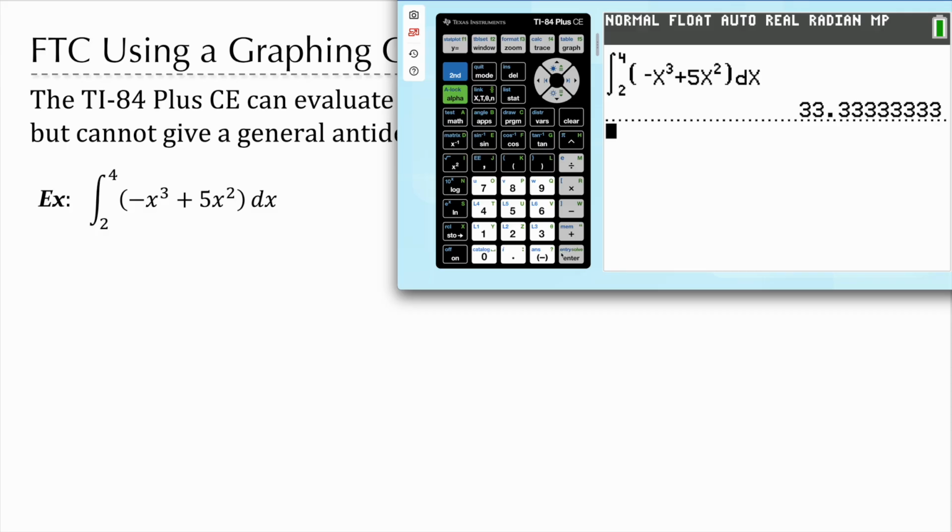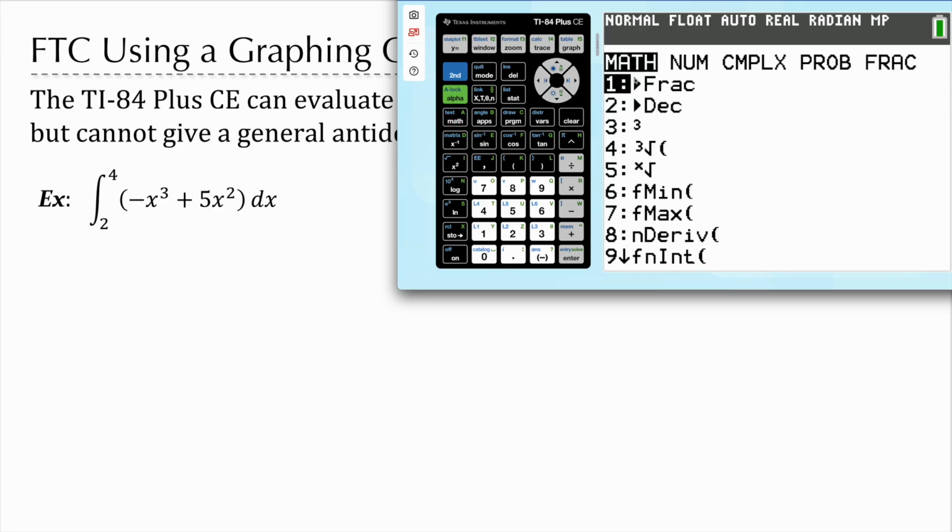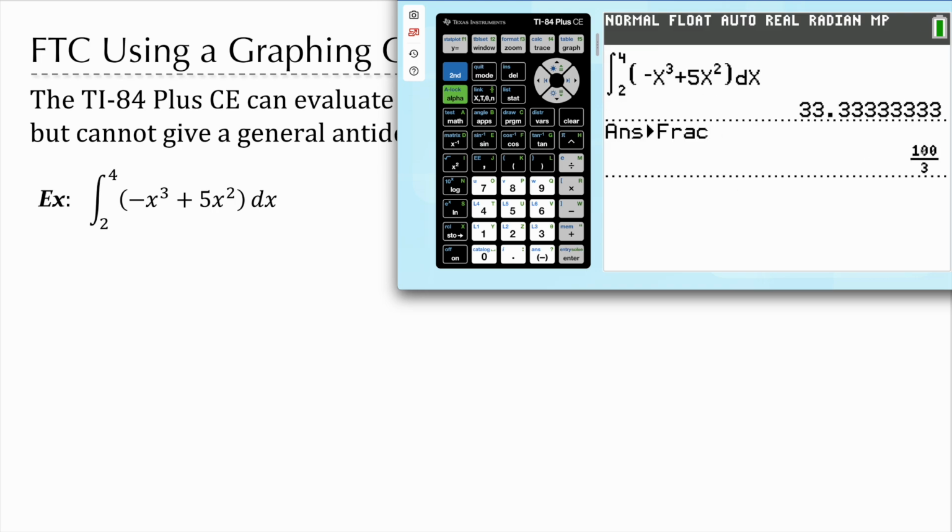Now the way we want to write our answers, typically with all these sort of problems, are improper fractions. So while this is fine as a decimal, we want to make that happen. So to do that, we hit our math key, and the very first option is to convert to fractions. So hit enter, and then hit enter, and it will give us an answer of 100/3.